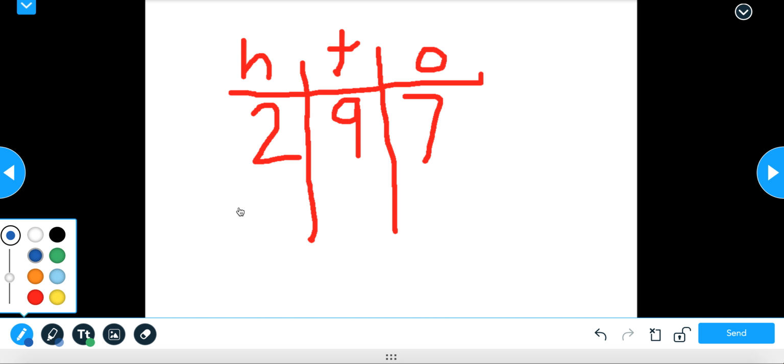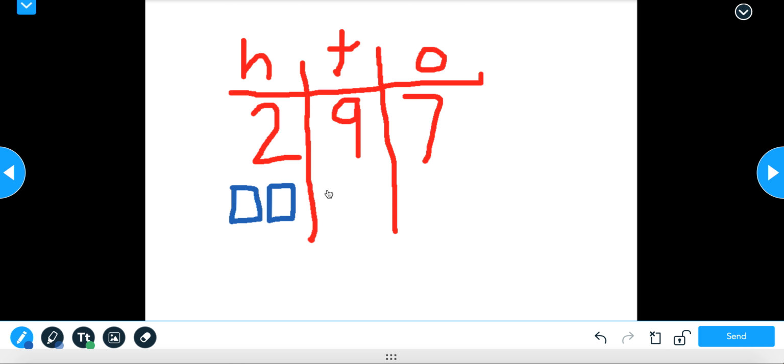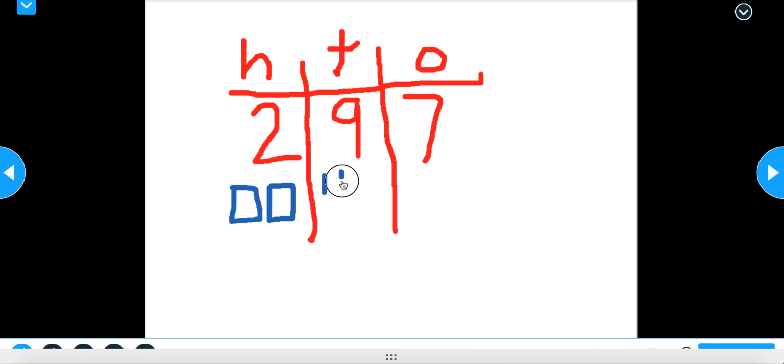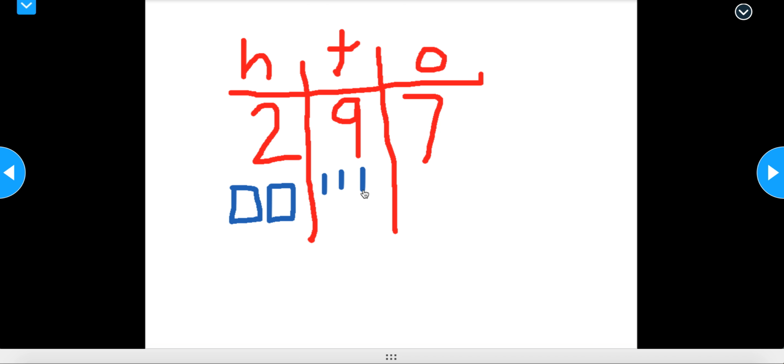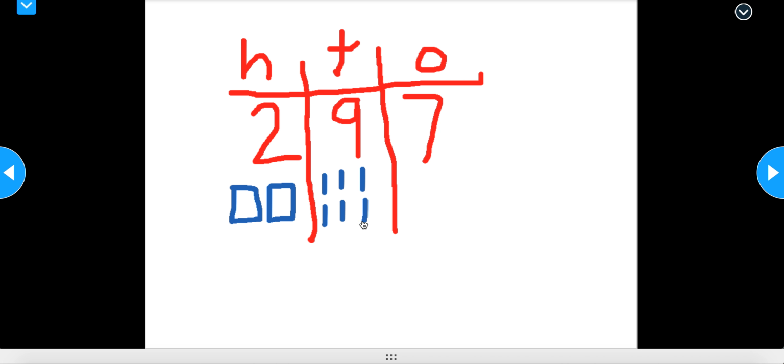So let's go ahead and draw 200 squares. Nine 10 sticks. And 7 ones.